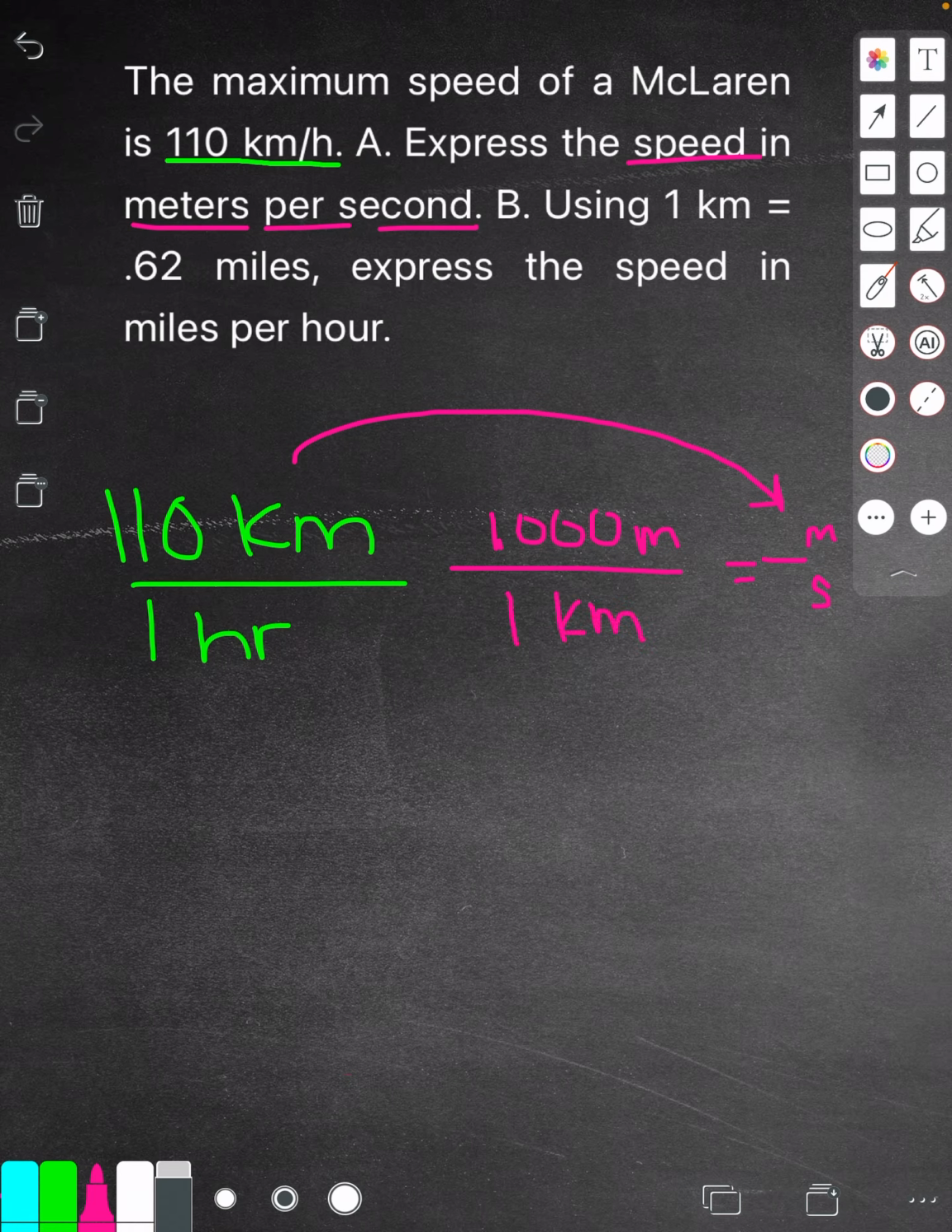kilometer. Notice I wrote meters on the top because our answer is looking for meters on the top. And also, I wrote meters on the top so that I could cancel out kilometers in my actual problem. Kilometers, the same as kilometers. Remember, that only works when they're diagonal, or when they are one on the top, one on the bottom. Okay, so I have 110 multiplied by 1,000.